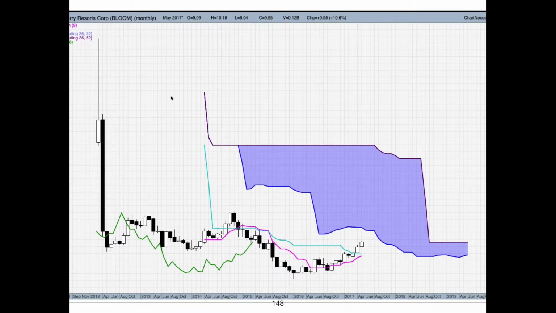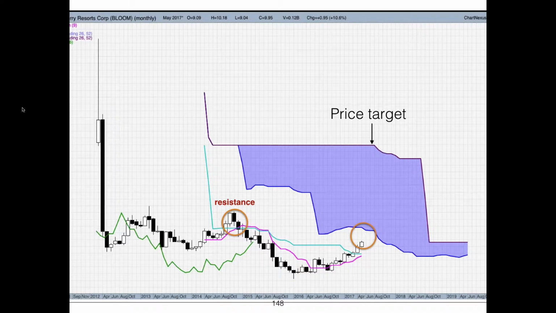The price target for Bloom is the Senkou B. Here's that area. I would like to recall what happened to MRC. The Senkou B was also moving down. Therefore, as price moves up and the Senkou moves down, your price target is the intersection between the two.